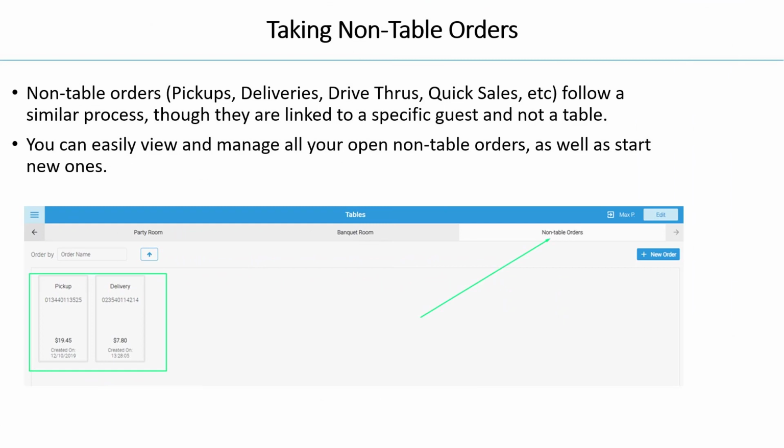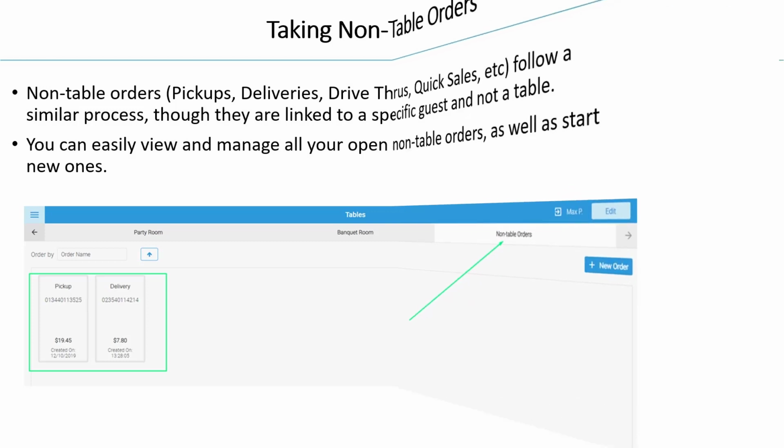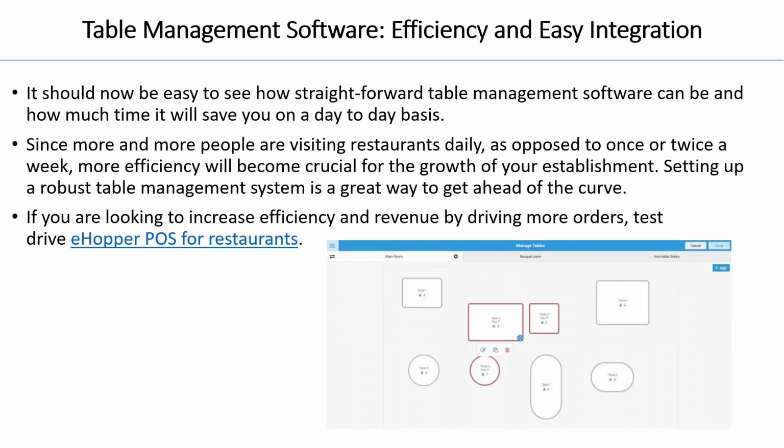Taking non-table orders. Non-table orders, pickups, deliveries, drive-thrus, quick sales, etc., follow a similar process, though they are linked to a specific guest and not a table. You can easily view and manage all your open non-table orders, as well as start new ones. Table management software, efficiency and easy integration.